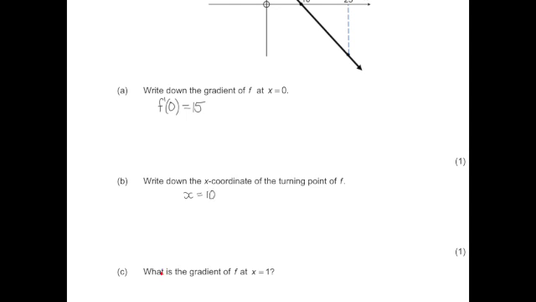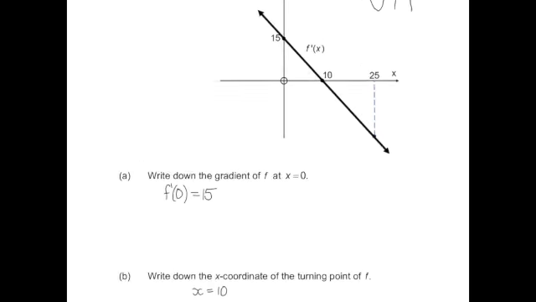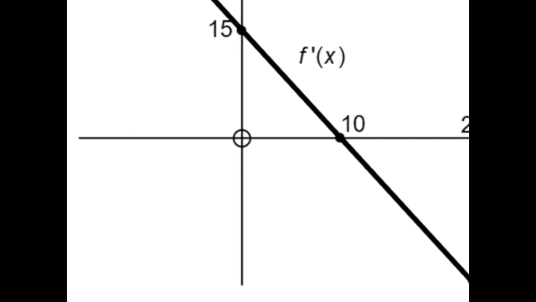This last question, what is the gradient of f at x equals 1? Well, we would look at the function and we would look for where x equals 1, which would be somewhere, let's just draw in a random line. It would be somewhere over there. But of course, we don't know what that's going to be because we don't have a formula for the straight line.